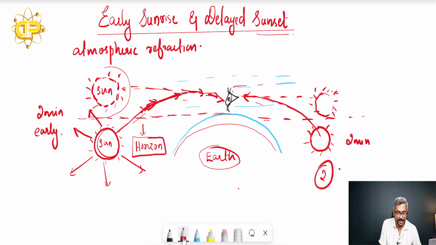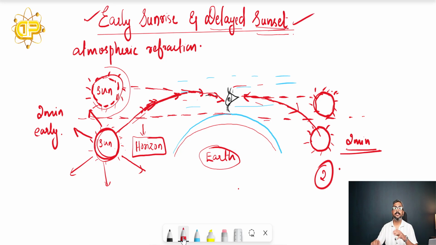So this is known as early sunrise. Why? Because even though the sun is below the horizon, you can see the sun early. That's why it is called early sunrise. And what is delayed sunset? Even though the sun has already set, you can still see the sun above the horizon for 2 minutes, and that is why it is called a delayed sunset.